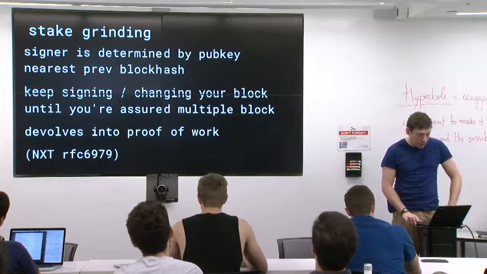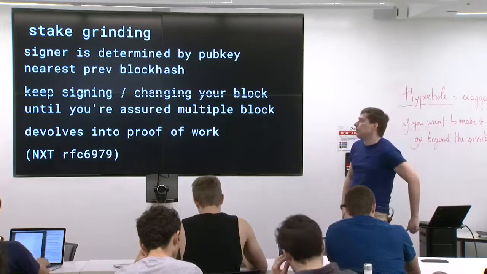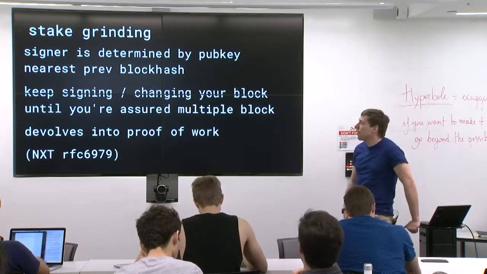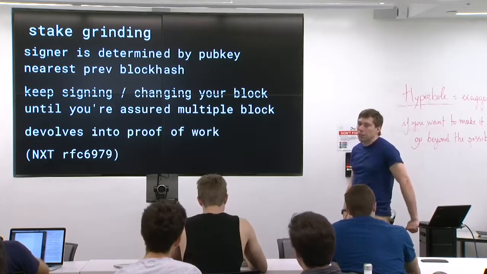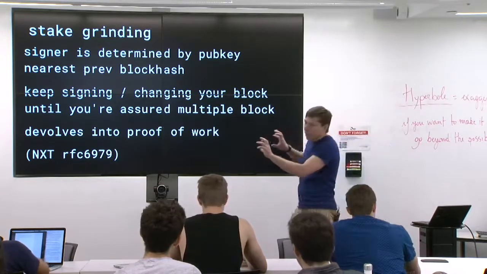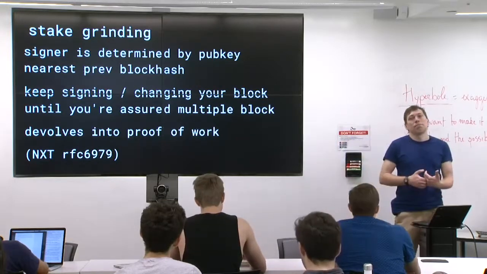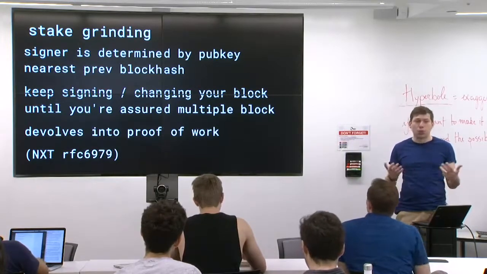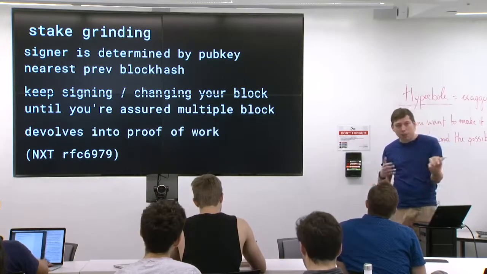Here are some issues. Stake grinding. For example, let's say you have a system where the signer of the next block is determined by the public key nearest to the previous block hash. So, I'm looking at the current block hash. Who gets to sign next? Well, whoever's key is closest. Use XOR, just treat the hash as a number and treat the pubkey as a number and see which is closest.